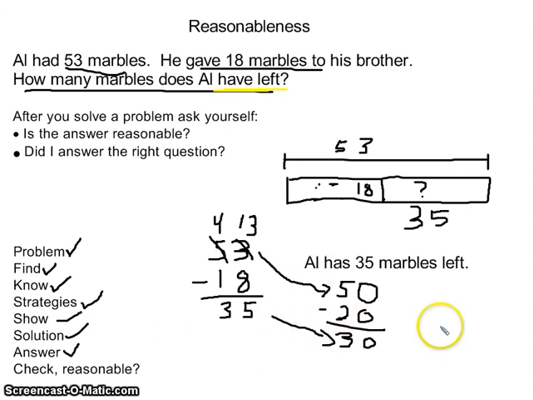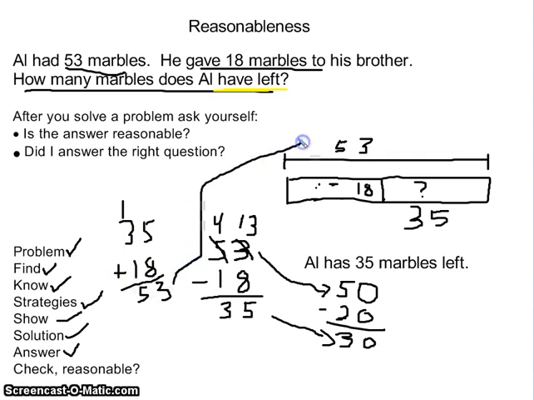If you still weren't sure on this or weren't convinced and thought maybe you made a mistake, well, that's where you would just do 35 plus 18 equals 5 plus 8, that's 13. Regroup, 1 plus 3 is 4, plus 1 is 5, and your answer is 53. And this matches up here and right here with what we started with, and the problem. So our answer is reasonable.